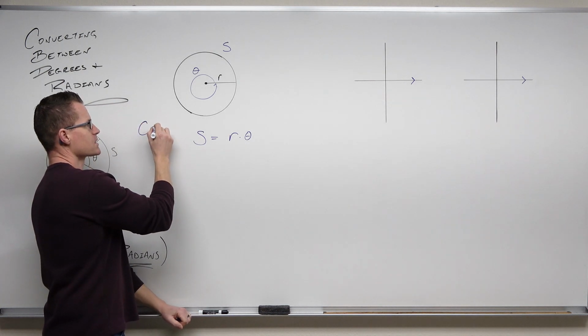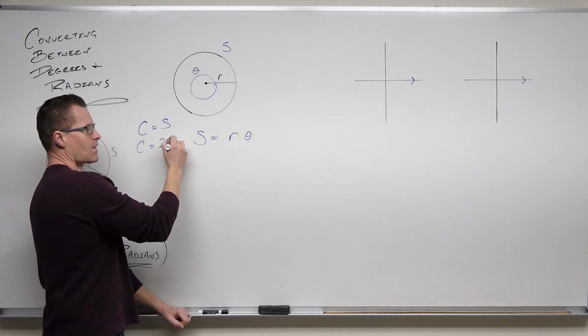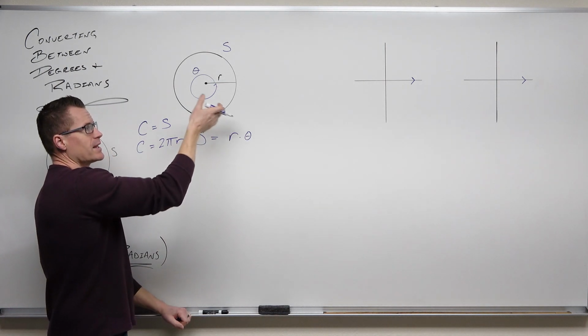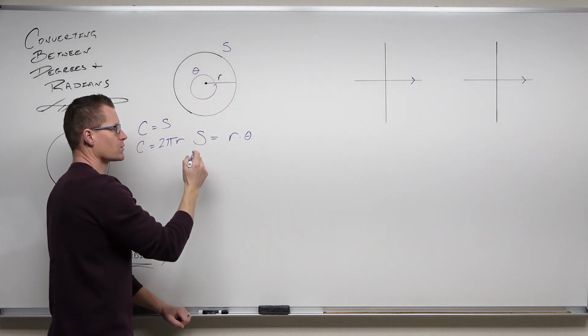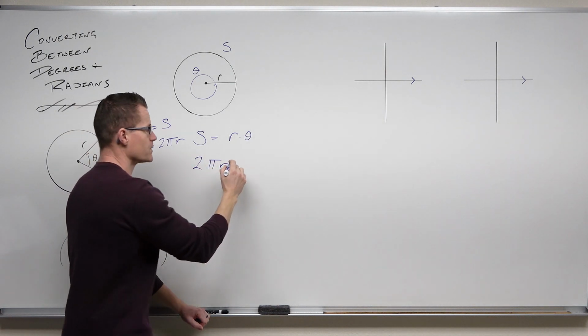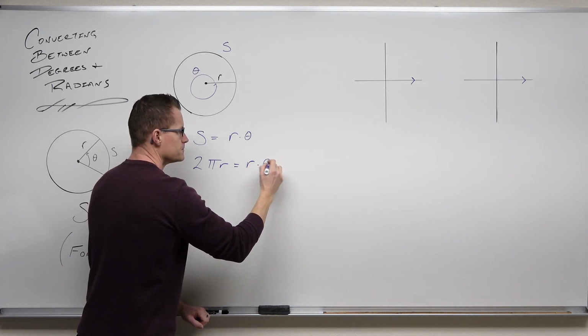Well, then we can keep on going and we can say, hey, that arc length, we know the circumference of a circle, in this case, would equal arc length. But the circumference of a circle is 2 pi r, which says that in this particular case, if we allow that central angle to be the entire circle there, then 2 pi r would be our arc length, the circumference, and that would equal r times theta.